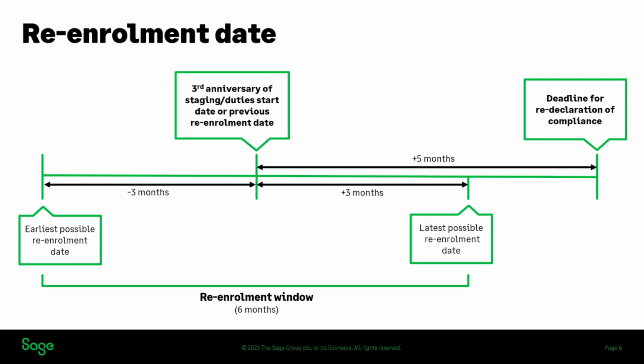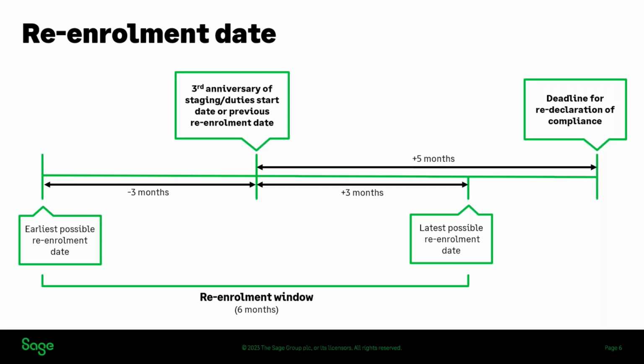So we've got a bit of a timeline for you here of events. The first date to point out will be the 3rd anniversary of your staging or duty start date, or your previous re-enrollment date, which will be the more common one now. And you have a 6-month window based on this particular date. All right, so whatever your 3rd anniversary of your staging or duty start date or your previous re-enrollment date was, you've got 6 months, which is 3 months before that date or 3 months after that date. So your earliest possible re-enrollment date is 3 months before it. Your latest is 3 months after. So you do have a 6-month window to complete your re-enrollment.